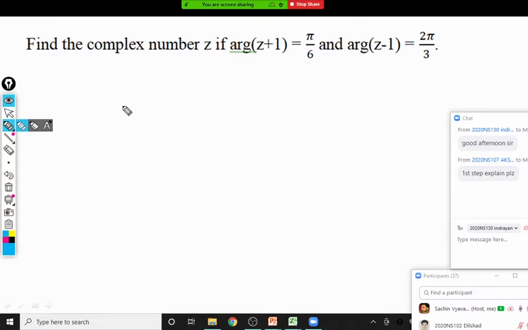Third example. Find a complex number z if argument of z plus 1 is pi by 6 and argument of z minus 1 is 2 pi by 3.